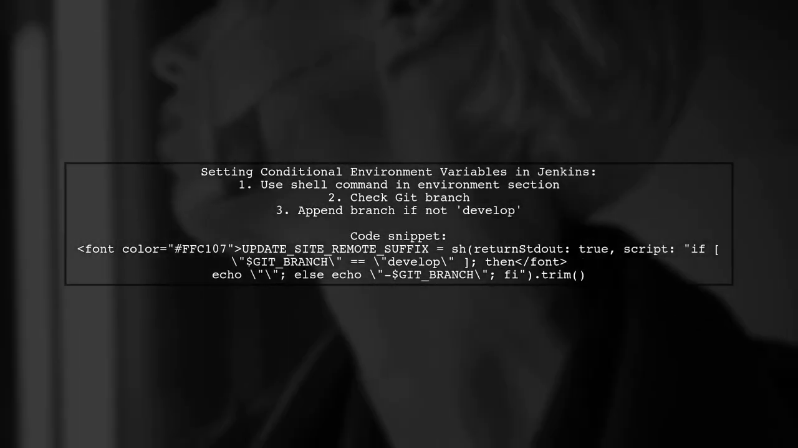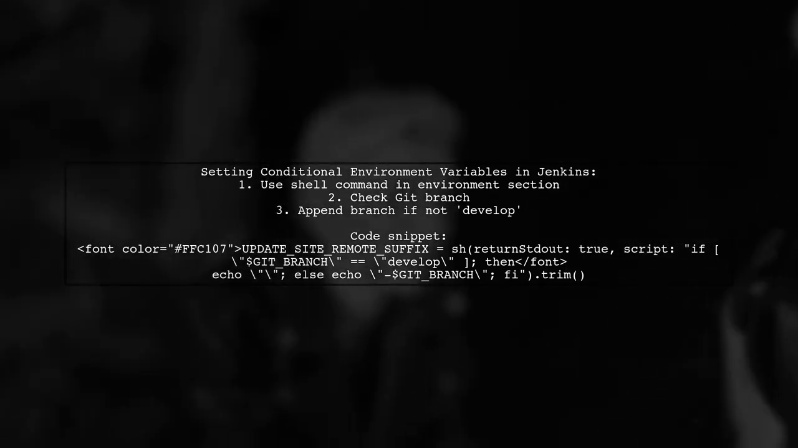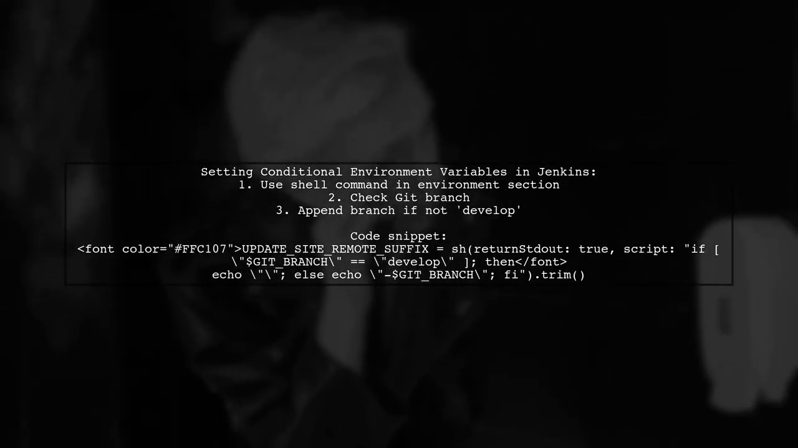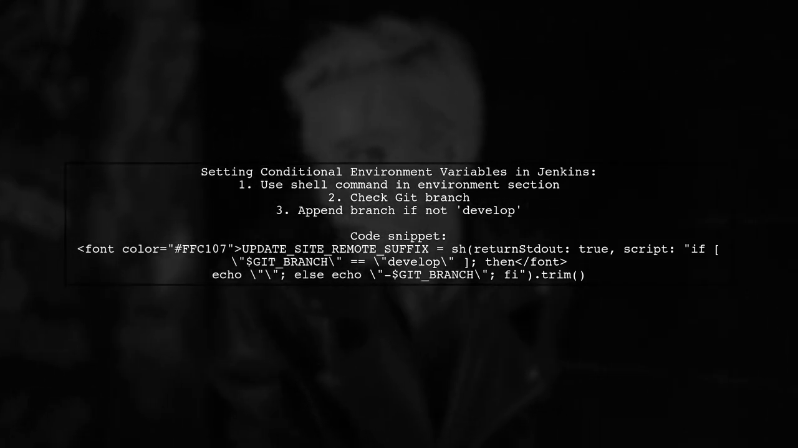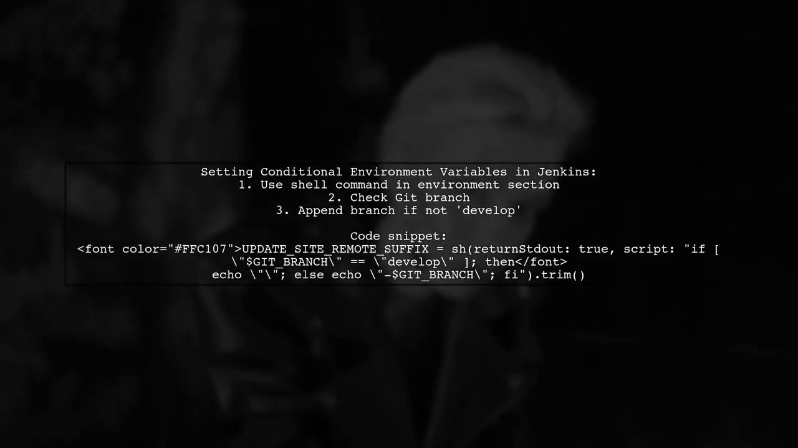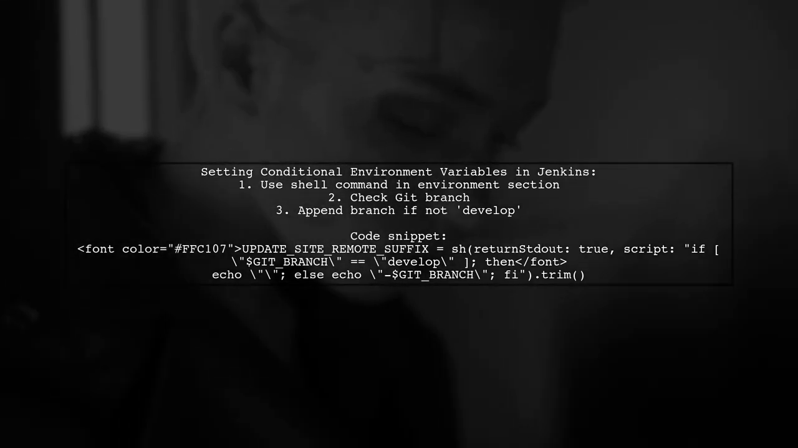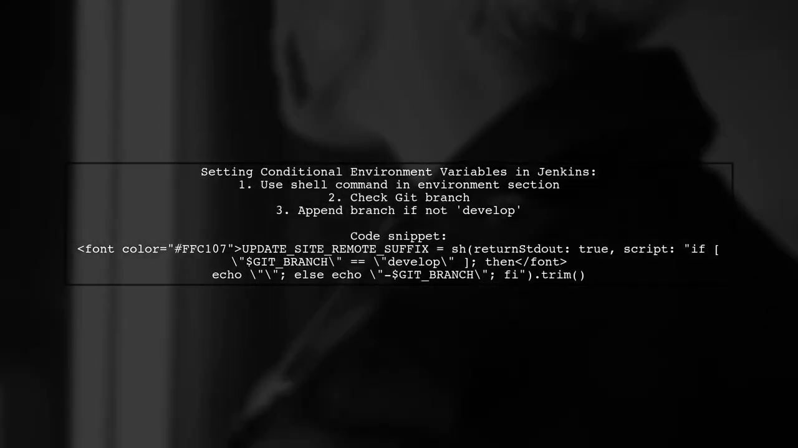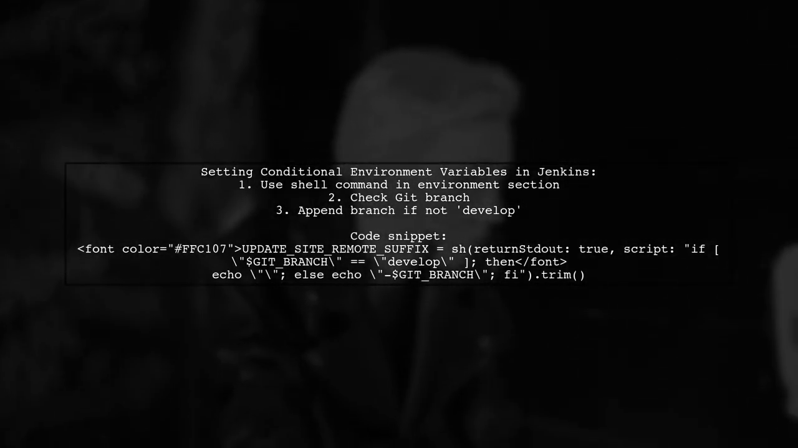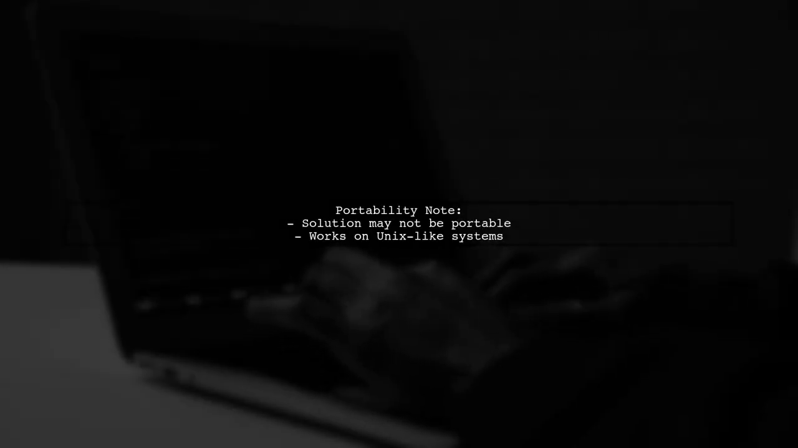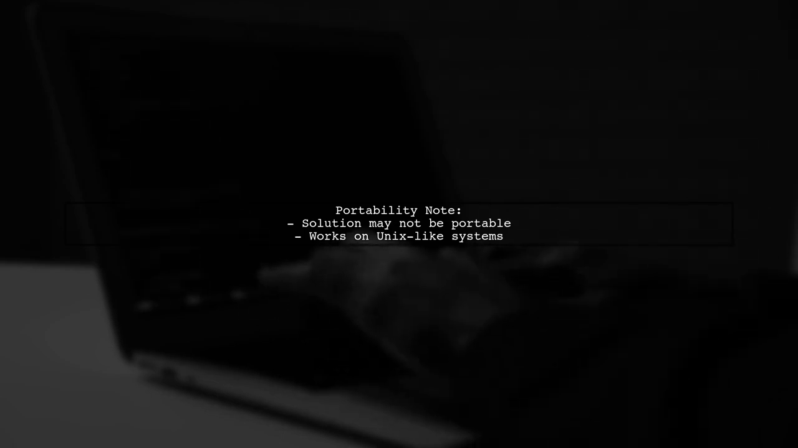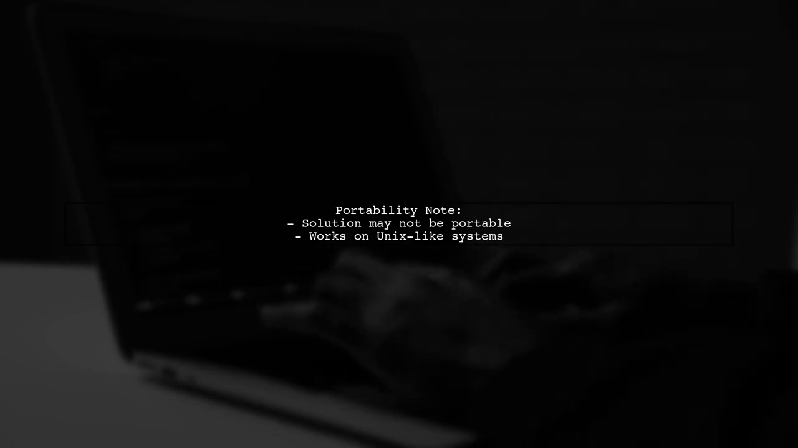To set conditional environment variables in a Jenkins declarative pipeline, one user found success by using the shell command in the environment section. They created a variable that checks the git branch and appends it if it's not develop. However, the user notes that this solution may not be portable since their Jenkins is running on a Unix-like system.